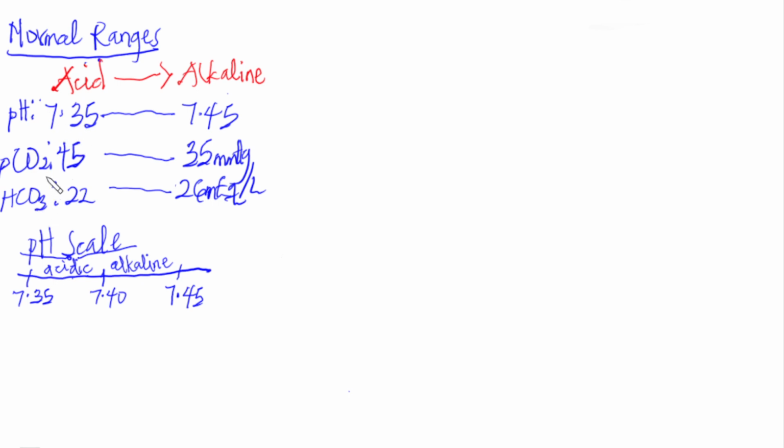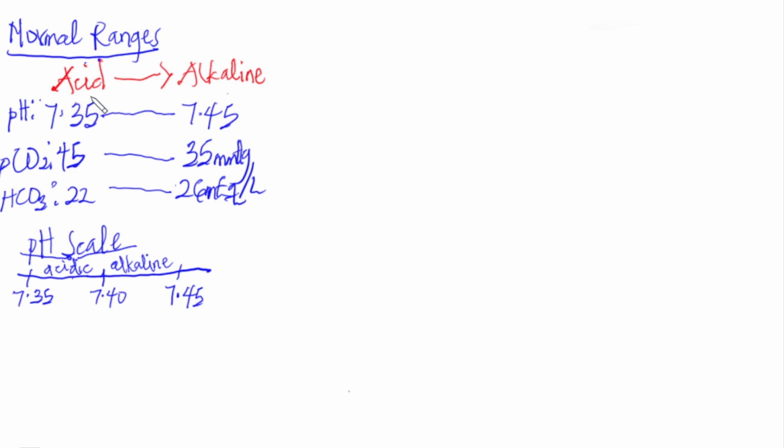And the partial pressure of carbon dioxide, the range is 35 to 45 millimeters of mercury. But I wrote 45 first. You know why? Because the more carbon dioxide you have, the more acidic the blood becomes, because carbon dioxide will combine with water in plasma to give you carbonic acid. So for this one, the range is 35 to 45.